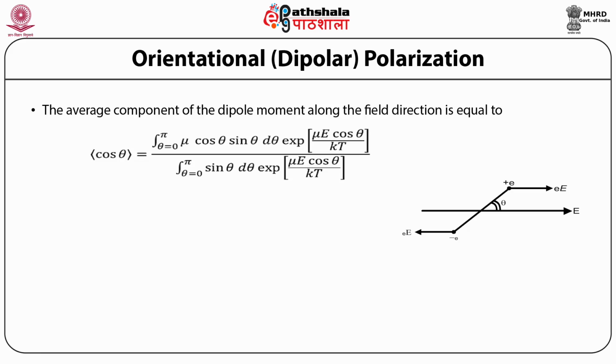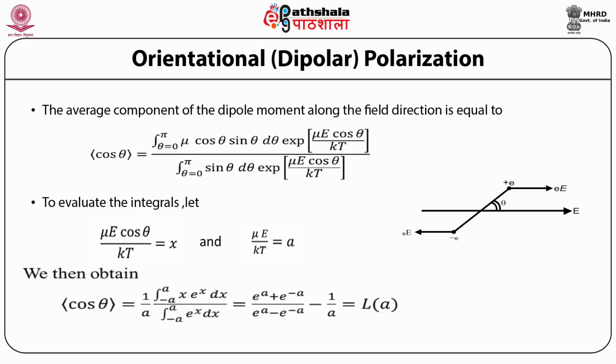which is equal to the integration over theta from 0 to pi of mu cos theta sin theta d theta exponential of mu E cos theta by kT, divided by the integration over theta from 0 to pi of sin theta d theta exponential of mu E cos theta by kT. To evaluate the integrals, let us put mu E cos theta by kT equal to x and mu E by kT equal to a.